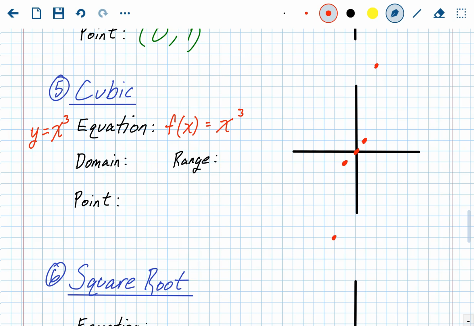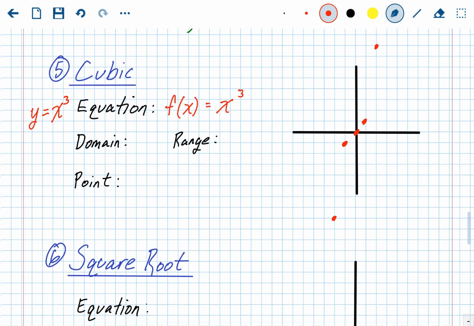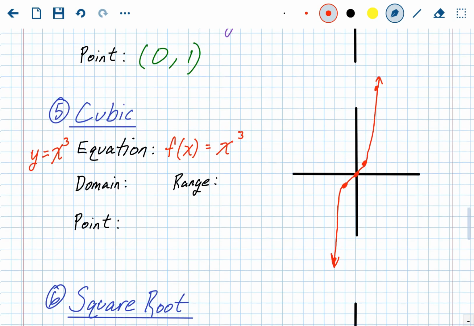So this is kind of a strange looking graph, one we're not too familiar with, or not familiar with at all. It's kind of like this S shape. That's not a very good one, but I'm going to leave it. So cubics get really big positive values and they get really small negative values.